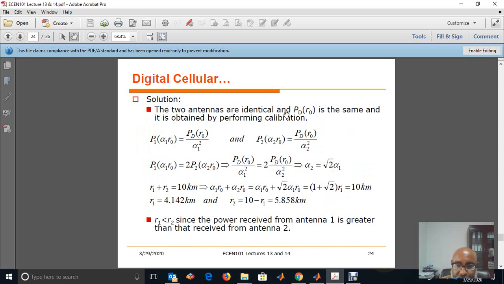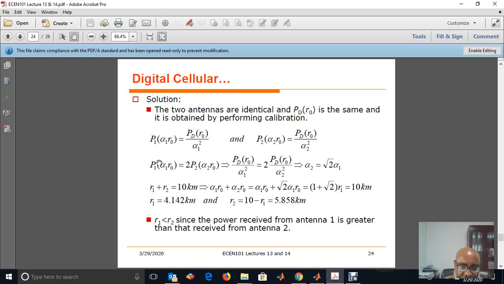Now, we assume a simple case: the two antennas are identical. So the received power at a reference distance R0 is the same, and it is obtained by performing calibration. The received power from antenna 1 at a distance of alpha 1 times R0 is P_D(R0) divided by alpha 1 squared, and the received power from antenna 2 at a distance alpha 2 times R0 is P_D(R0) divided by alpha 2 squared.